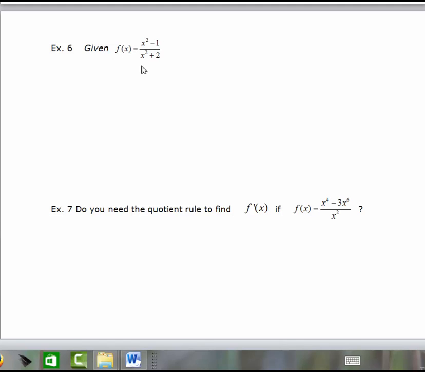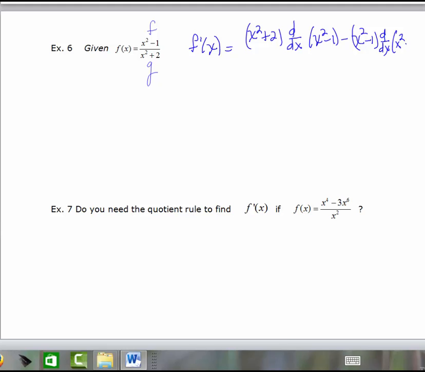So even though this is an f of x equals, we'll let the numerator be f and the denominator be g. So f prime of x is going to equal the bottom times the derivative of the top. Minus the top times the derivative of the bottom, all over the bottom squared.